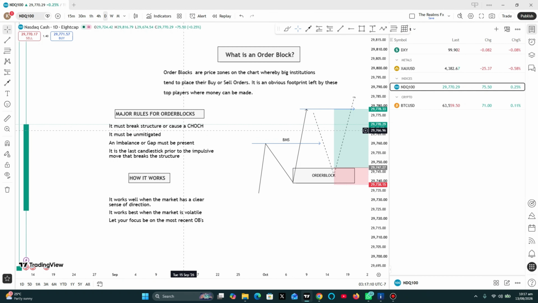So it must break structure. It must cause a change of character. It must not be mitigated. There should be an imbalance or a gap present. And there's the last candlestick prior to the impulsive move that breaks the structure. And it works really well when the market has a clear sense of direction. So basically, that is how you trade order blocks.